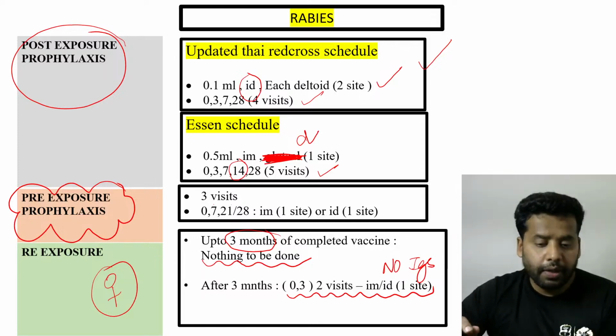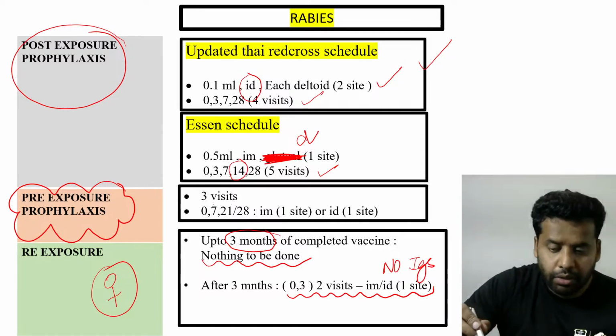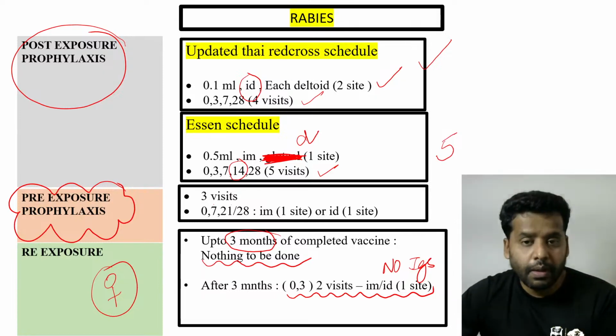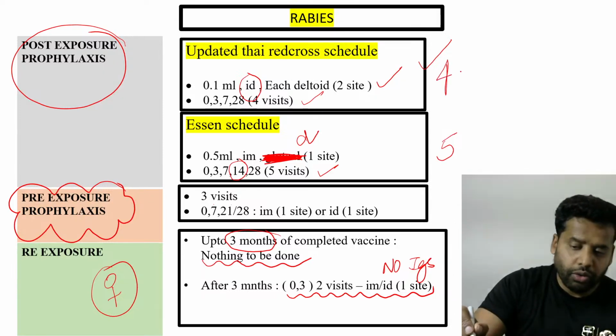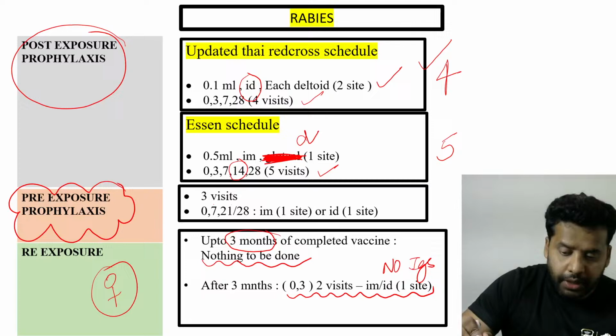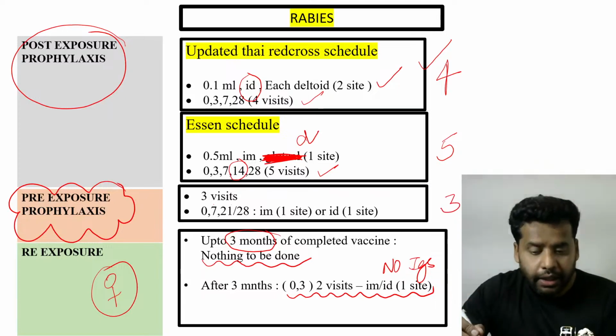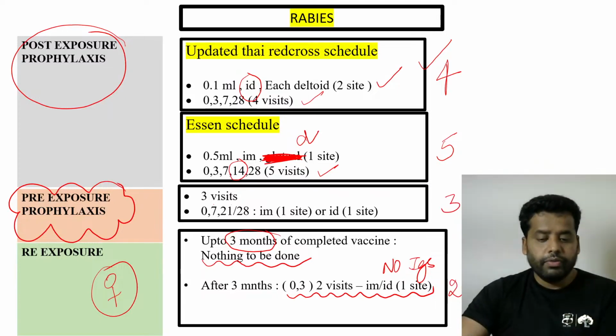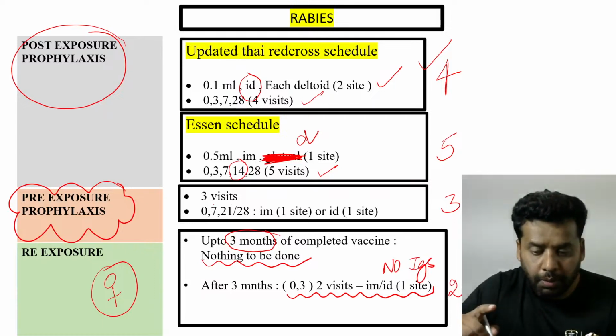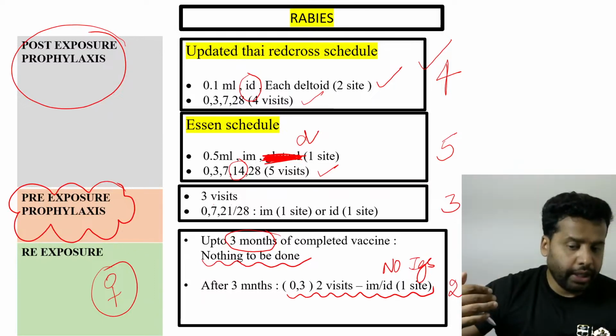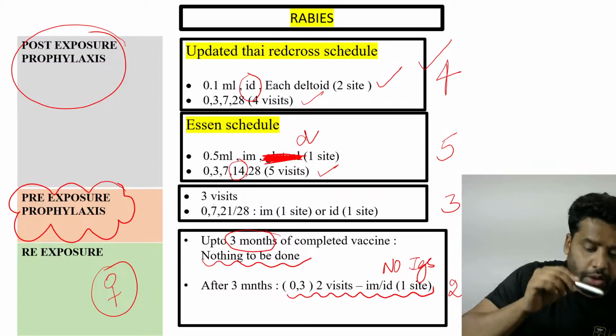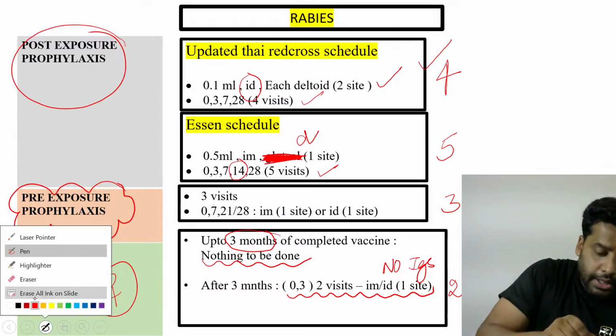Repeat the words. How many visits in the SN schedule? 5. Thai Red Cross schedule? 4. Pre-exposure 3 and re-exposure 2. 5, 4, 3, 2. Remember these properly. If they ask, it is very easy.